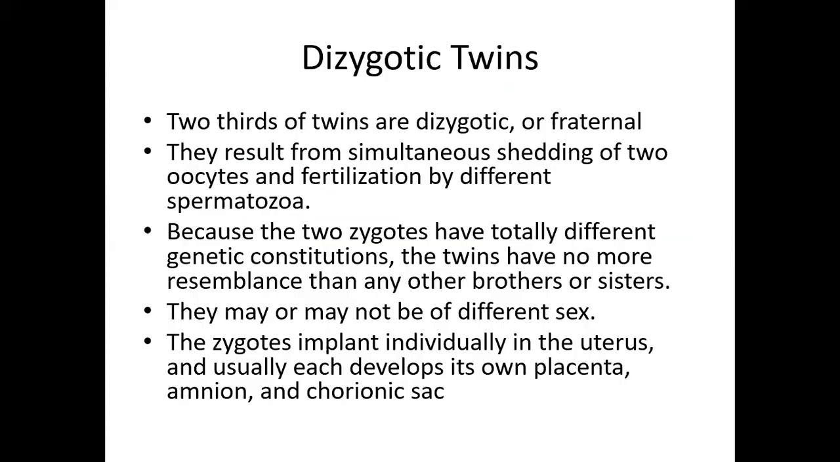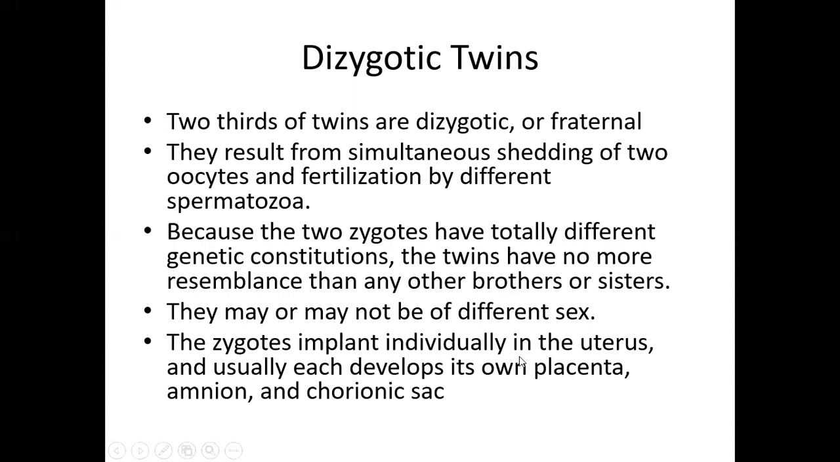Then the fetal membranes in twins. There are two types of twins, monozygotic and dizygotic twins. Two-thirds of twins are dizygotic or fraternal twins. They result from simultaneous shedding of two oocytes and fertilization by different spermatozoa. Because there is formation of two zygotes, the twins have totally different genetic constitutions, and they might be of the same or different sexes, and resemblance will not be there.